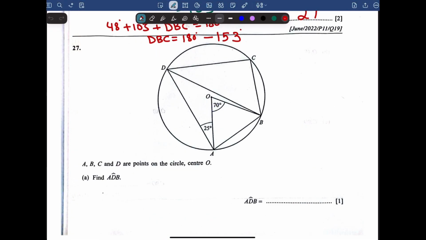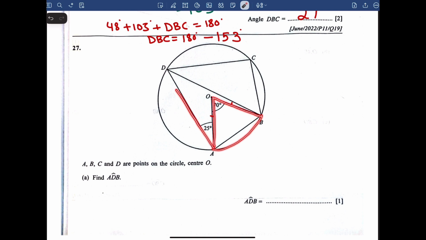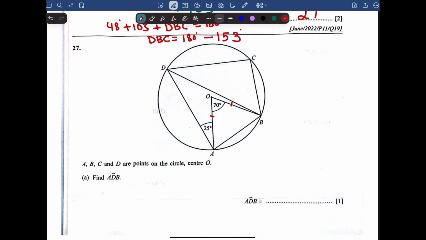Question number 27. A, B, C, and D are points on the circle with center O. So this is the center. This would be the radius then, OA and OB. Okay, let's mark it as the radius. Okay. I hope you can also see that the arc AB is making an angle at the center and then one at the circumference. So we know that the angle at the center is twice the angle at the circumference, right? So if this is 70, this would be 35, half of 70.